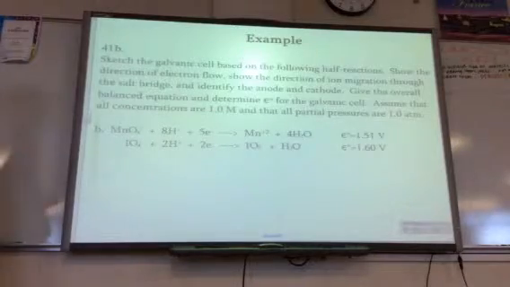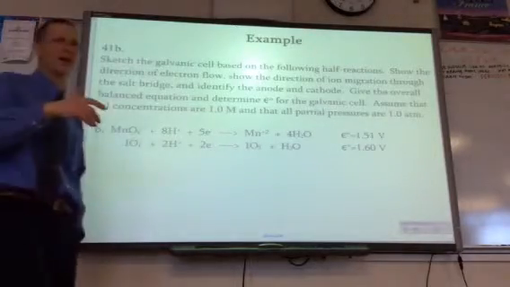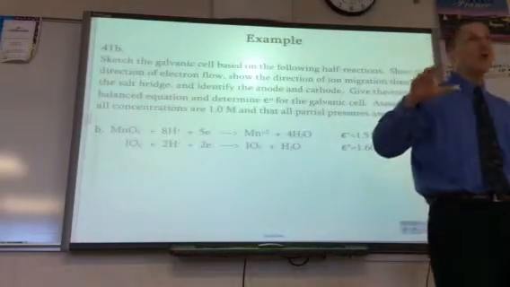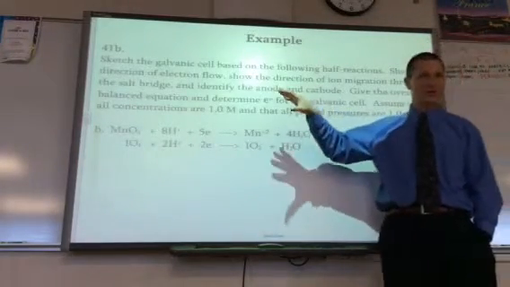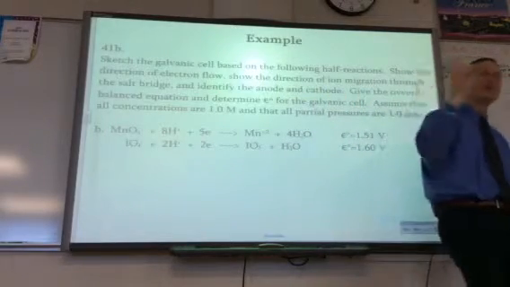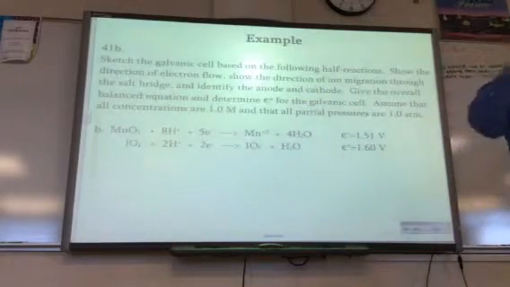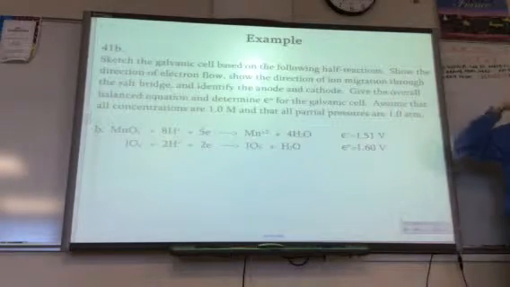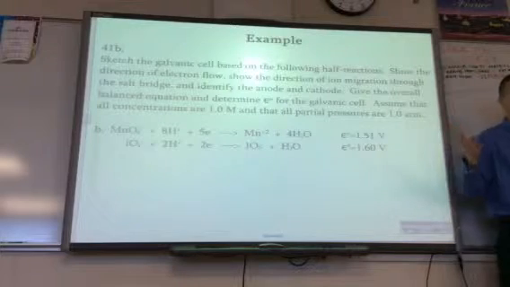That one looks like it's going to take a long time, but you're given both half reactions. And I want to remind you, on the quiz, there will be a question like one of these. One of the 5 is for sure going to be sketch the cell, show the direction of electron flow, give the overall balanced equation, that kind of thing. So be ready, and that's why I'm giving you so many examples. This is a big part of the chapter.